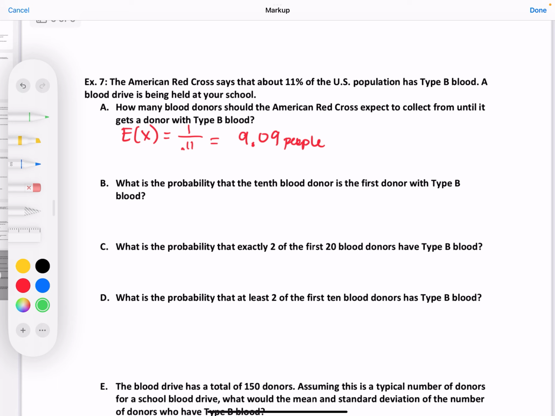It's geometric. So geometric is where order matters. And then CDF or PDF? The first one is the 10th person. It's PDF. So geometric PDF of 0.11 and 10.